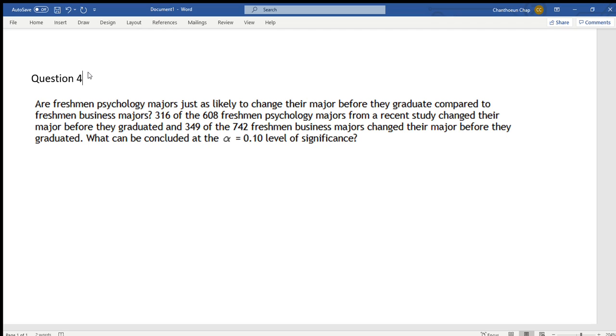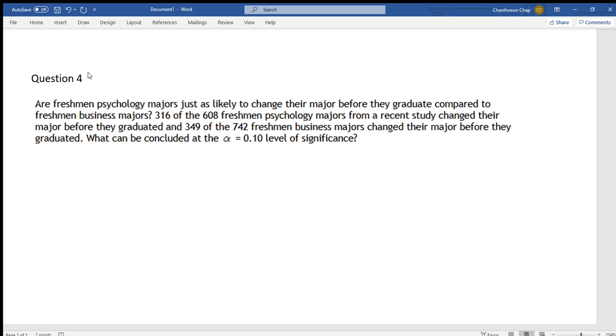Question 4. Are freshman psychology majors just as likely to change their major before they graduate compared to freshman business majors? 316 of the 608 freshman psychology majors from a recent study changed their major before they graduated, and 349 of the 742 freshman business majors changed their major before they graduated. What can be concluded at the alpha equals 0.10 level of significance?